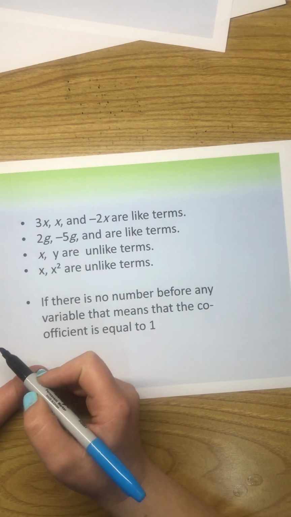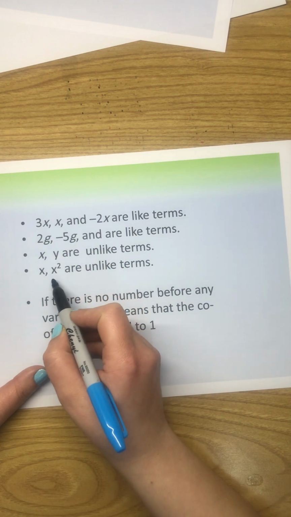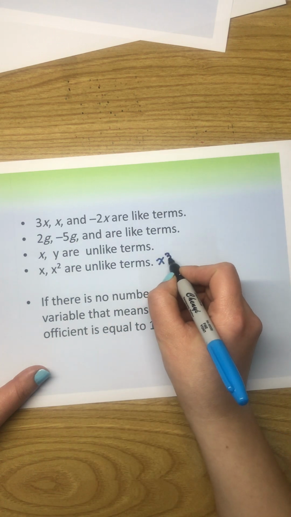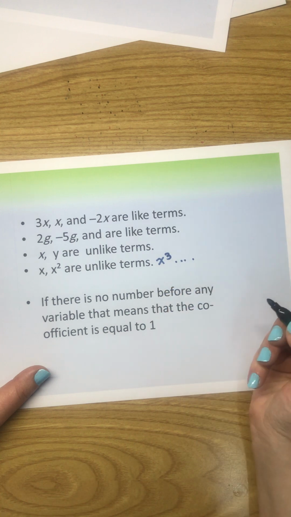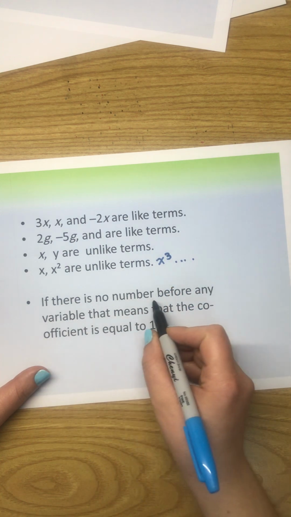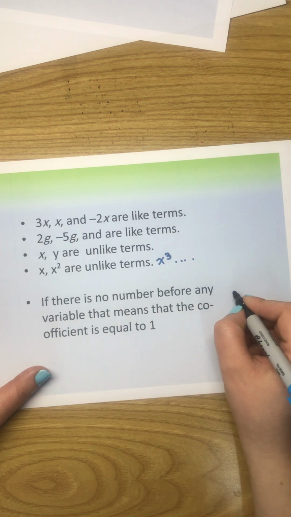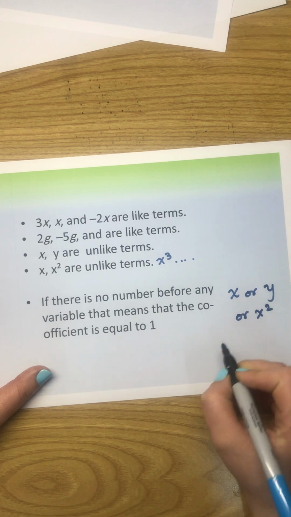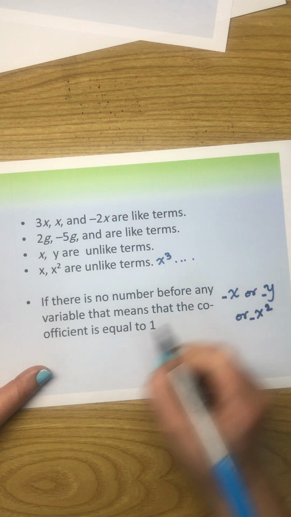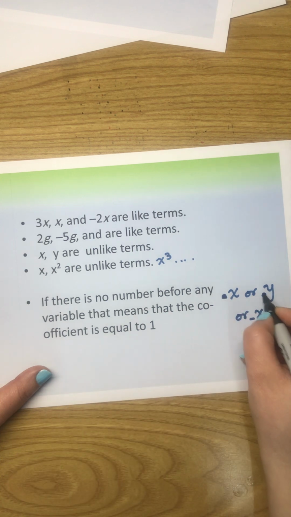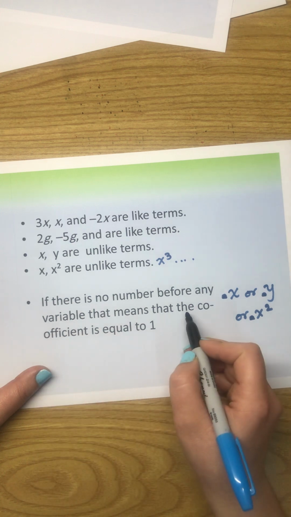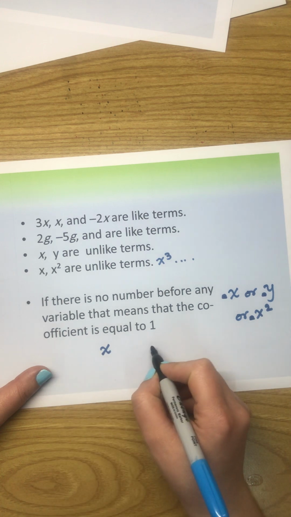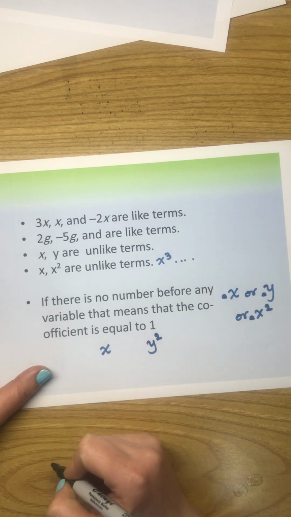Those are different terms. x to the power of 2 is an unlike term, and it is different from x to the power of 3 and so on. Okay guys, if there is no number before a variable, such as x or y or x to the power of 2, there is no coefficient in front of these. Those are not negative signs, by the way. That means the coefficient is equal to 1. So the coefficient of x here is 1. The coefficient of y to the power of 2 is 1.